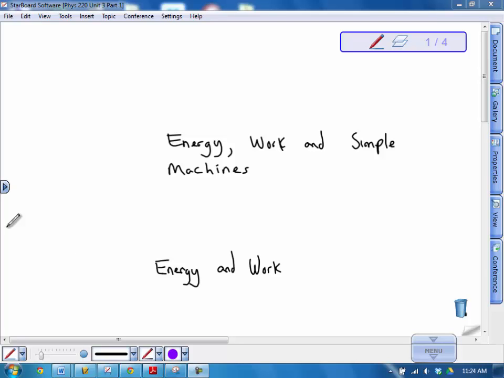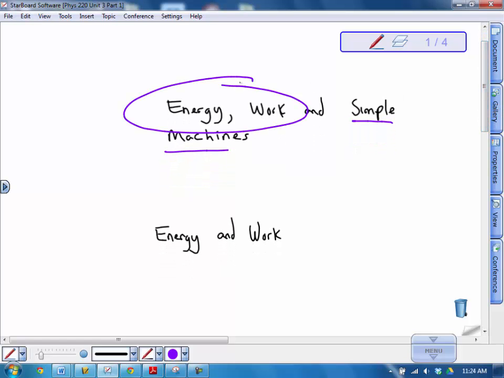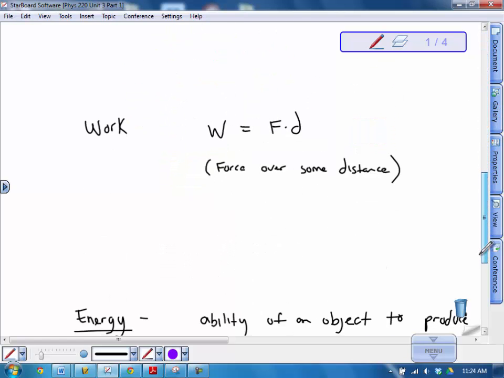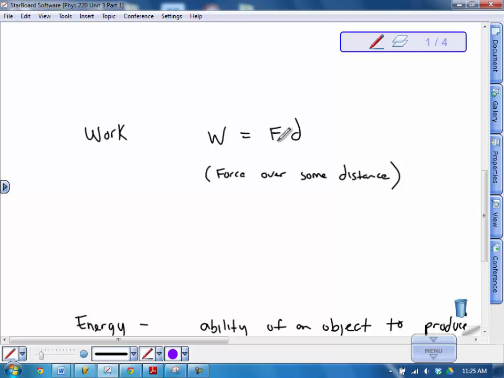Okay, we're going to talk about energy and work. We're going to leave out simple machines. That's not something we're going to cover for now. We're going to talk about energy and work though. So, first of all, work. The formula for work is force times distance. This is on your formula sheet.